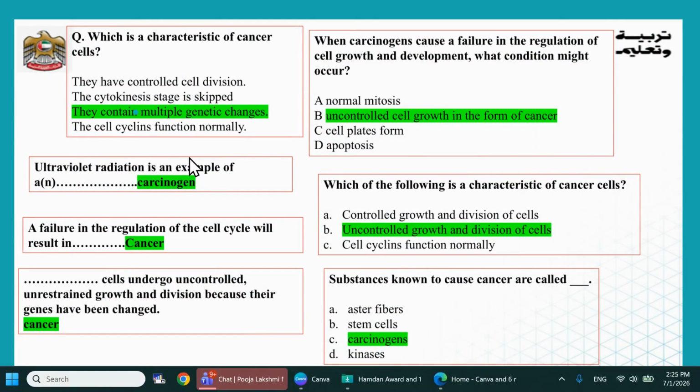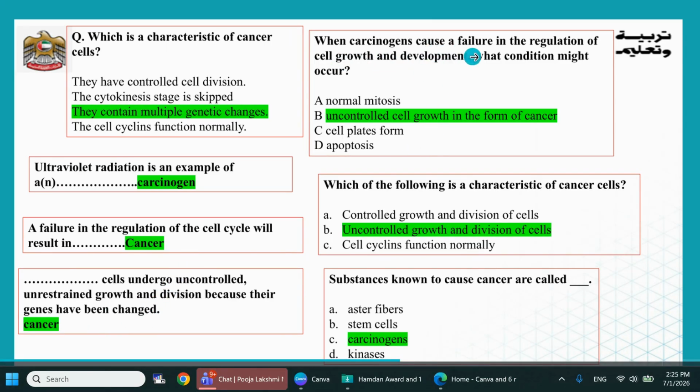Now here are the questions. Pause the video and answer the question. A characteristic of cancer cells is that they contain multiple genetic changes. Ultraviolet radiation is an example of a carcinogen. Carcinogens are those that cause cancer. A failure in the regulation of the cell cycle will result in cancer.